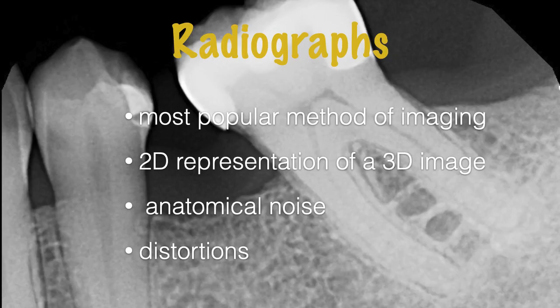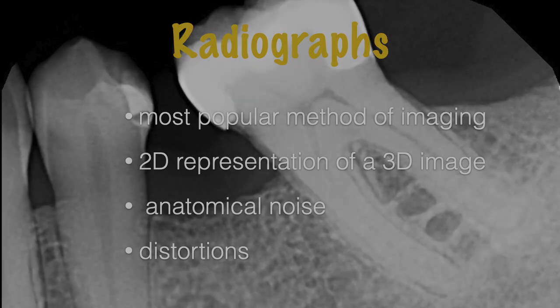In endodontics, radiographs are the most popular method of imaging. However, they are a 2D representation of a 3D image. They can present with some anatomical noise and distortions. They're still the primary imaging for endodontics. However, they do have their shortcomings.